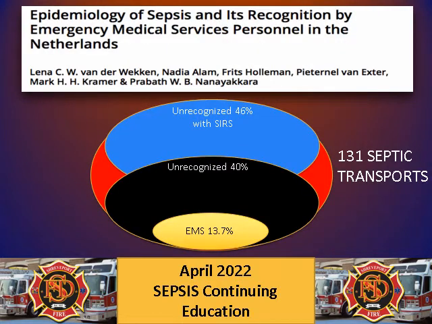So in this study, which evaluated 253 patients who were diagnosed with sepsis once they arrived at the hospital, about 131 of them were transported by EMS. The mortality rate of the total people that were brought in was 21%. EMS staff recognized only 13.7% of the transported patients with severe sepsis or septic shock. In 52 cases, or roughly 40%, sepsis went completely unrecognized.